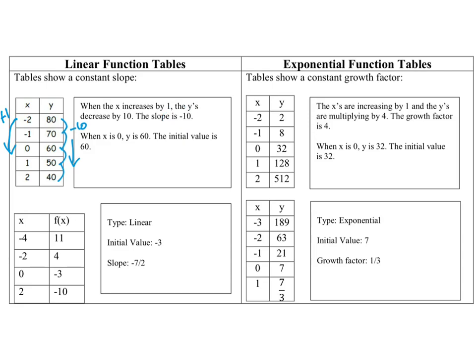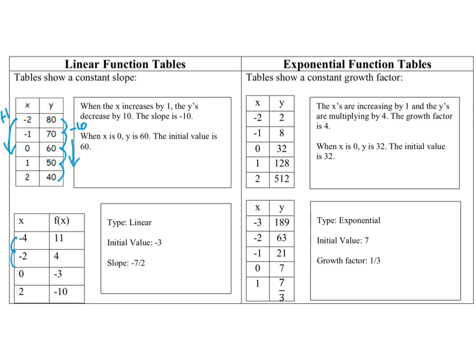And then to find the initial value on any table, you just need to find out where x is 0. Because if you remember when you're graphing things, you're finding the y-intercept, and the y-intercept is when x is 0. So I can look here and I see x is 0 here, so my y value there is going to be my initial value of 60.